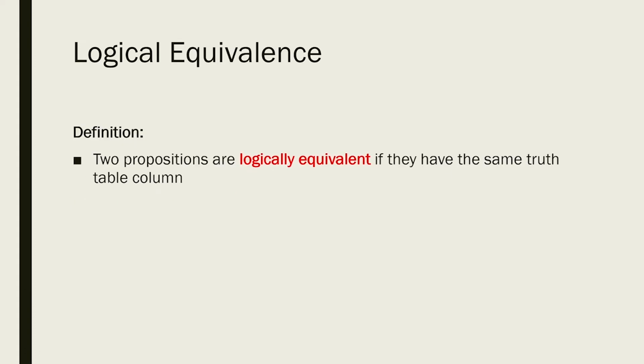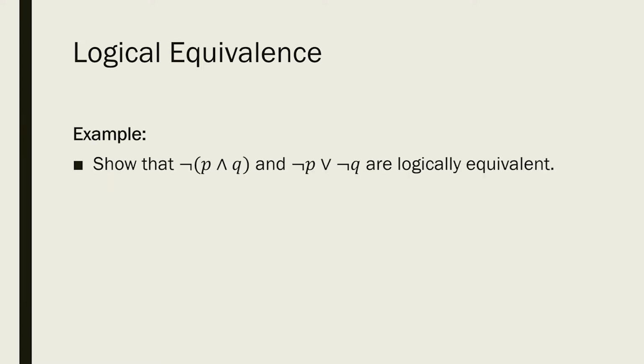Next, we have logical equivalence. Two propositions are logically equivalent if they have the same truth table column. As an example, we will show that not (P and Q) and not P or not Q are logically equivalent. For this, you can either do one truth table with both compound propositions, or you can do two truth tables and check the last column of each table.